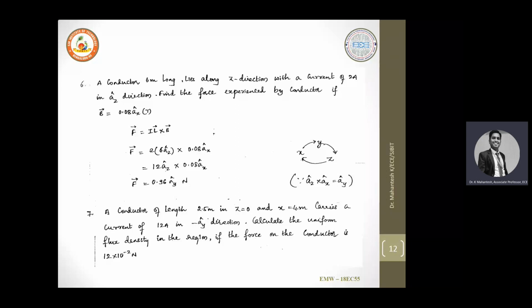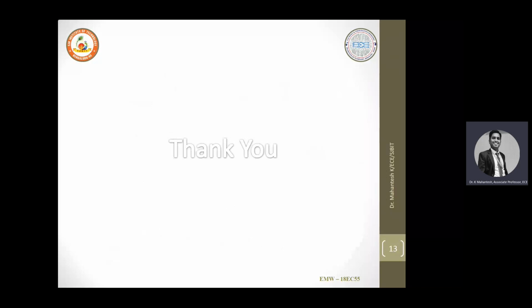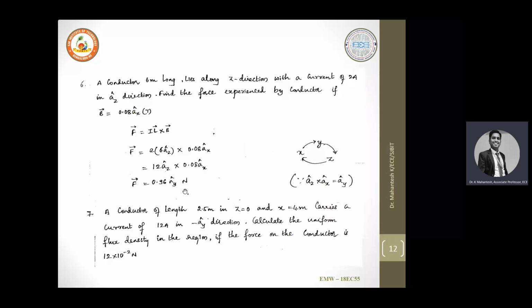So we have another example with the same conductor, of length 2.5 and Z equal to 0 and X equal to 4 meters, carrying a current of 12 amps in the minus a_y direction. Calculate the uniform flux density. Here I asked you to calculate the force. Now I am asking you to calculate what B is in the region if the force on the conductor is given, F here, I and L are given. So I'm asking you to calculate what? B in the region. So this seventh problem, you take it as an assignment and submit it as soon as you watch this video lecture.